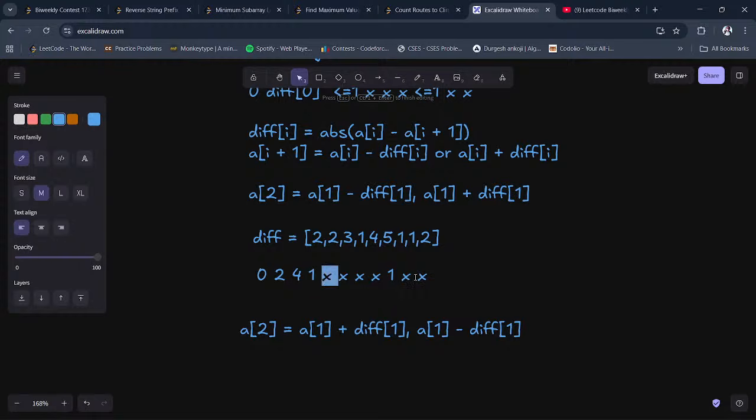Then over here it is 1 plus 1, this will become 2. Then 2 plus 1, this will become 3. Then 3 plus 4, it will become 7. 7 plus 5, it's 12. Then 12 plus 1 is 13. But 13 is violating the constraints, right? So you need to place 1 over here. Then 1 plus 1, it will become 2. 2 plus 2, it will become 4.